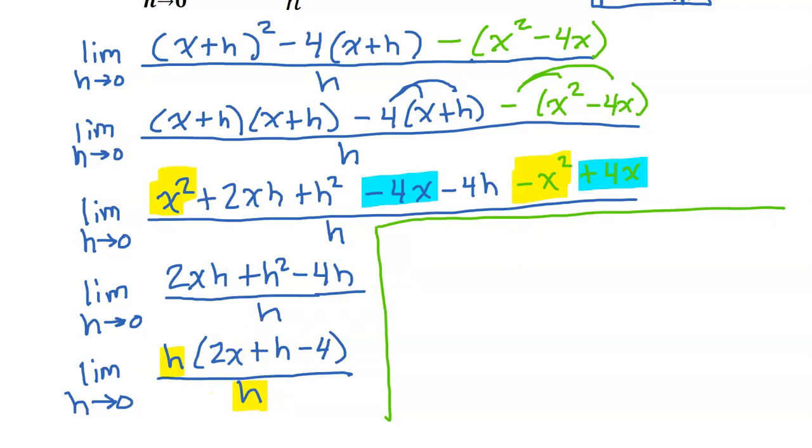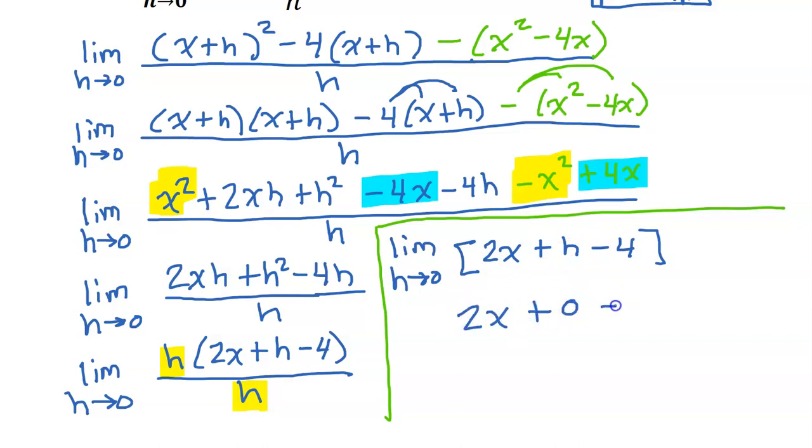All right, so these are gone. So now I have the limit as h approaches 0 of, and it's just this trinomial that is left. Okay, I've got this 2x plus h minus 4. So now I can definitely do direct substitution. If I let h be 0, then this will be 2x plus 0 minus 4.